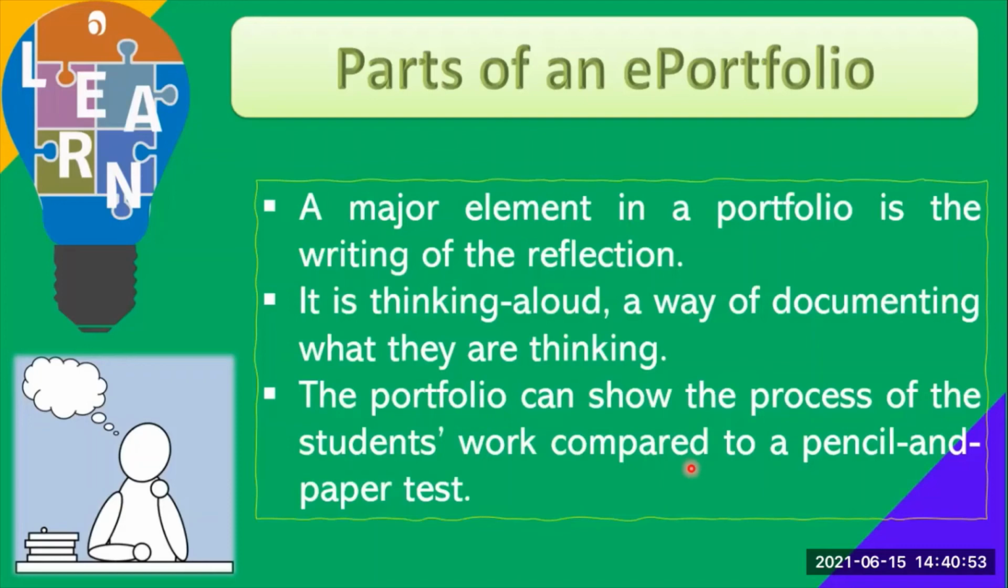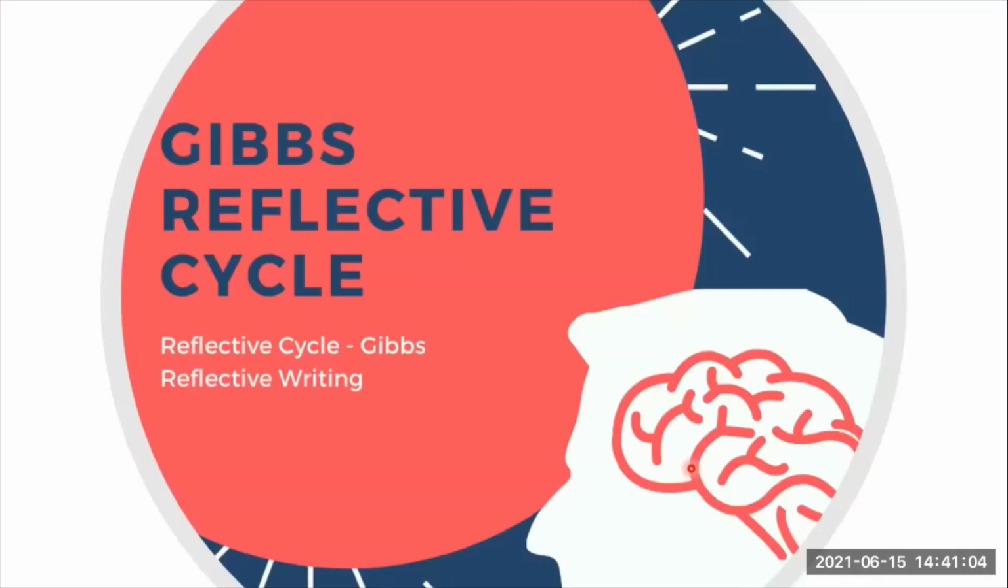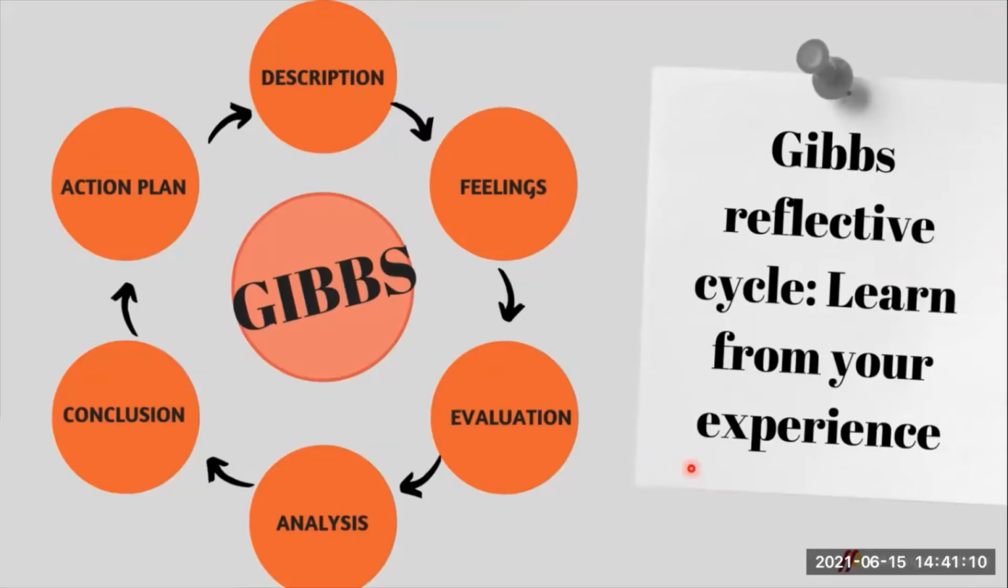So sometimes it is difficult to write a reflection, and a structure can be helpful. There are many models that can be used as a guide in writing reflections. And one is the Gibbs reflective cycle model, 1988. Okay, so this is the reflective cycle, learn from your experience.